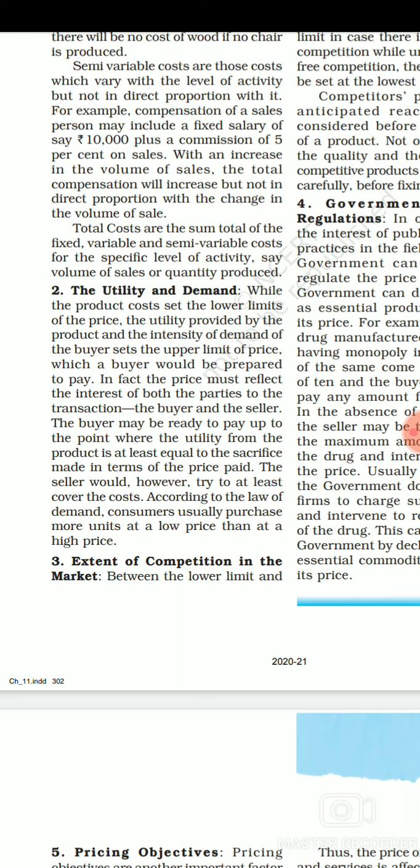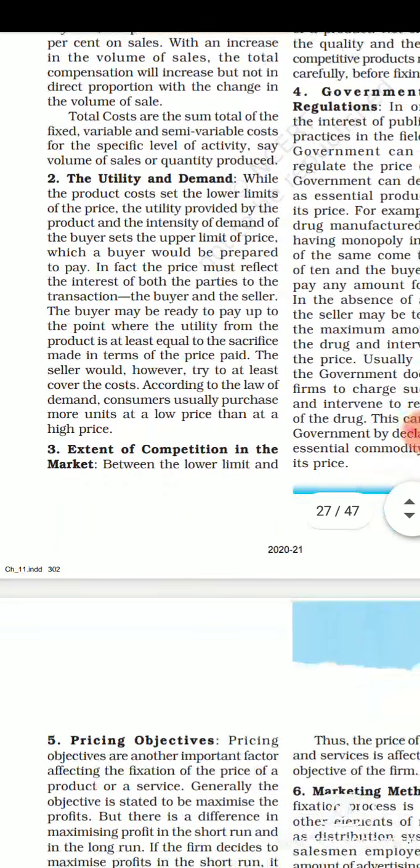The next thing which we need to keep in our mind during the time of pricing of product is the utility and the demand, right? It means how much utility that product has, what is the value of that product, and what is the demand of that product in the market. Both the things affect the pricing of the product.